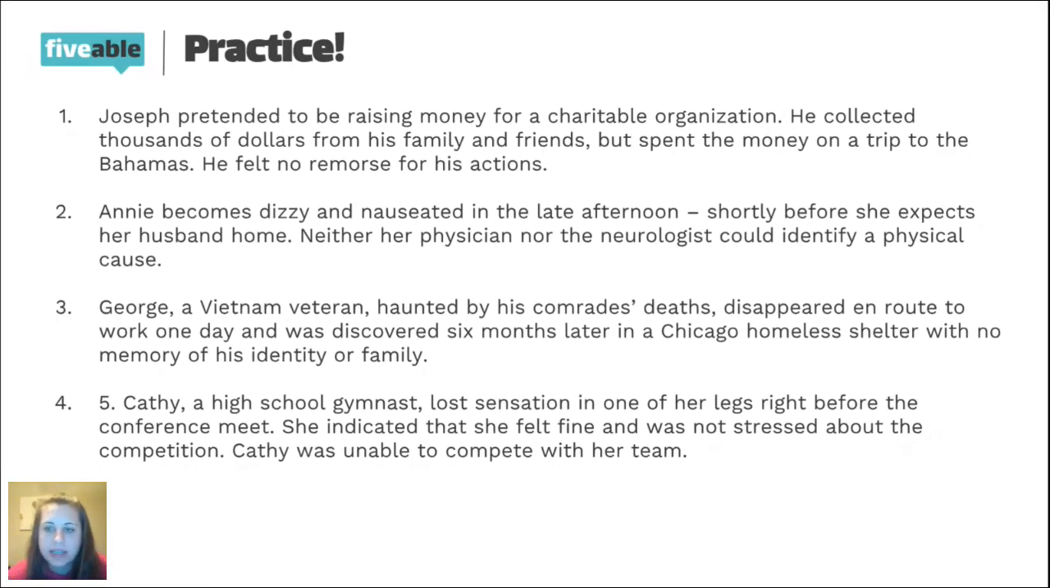So that is antisocial personality disorder, right? He's being ruthless and mean, and he doesn't feel bad about it.